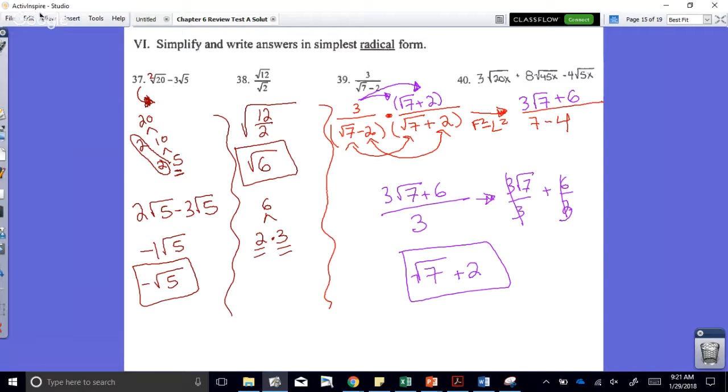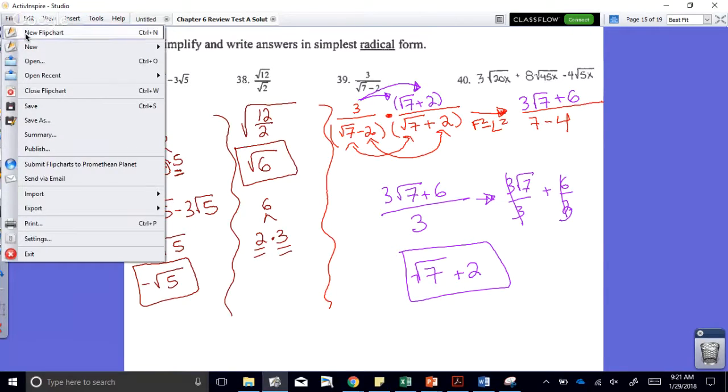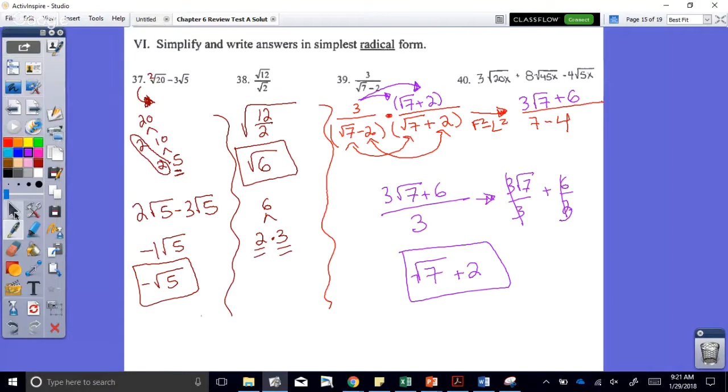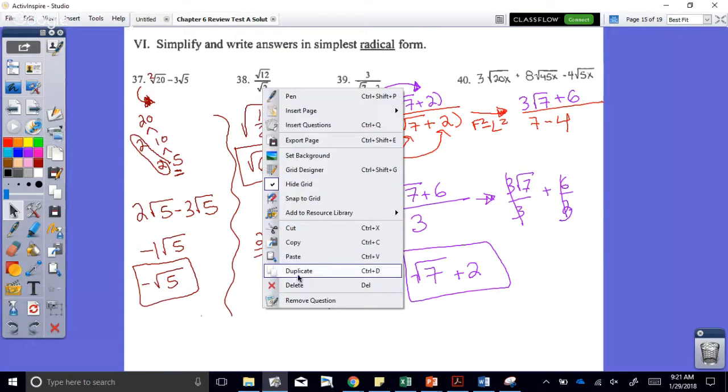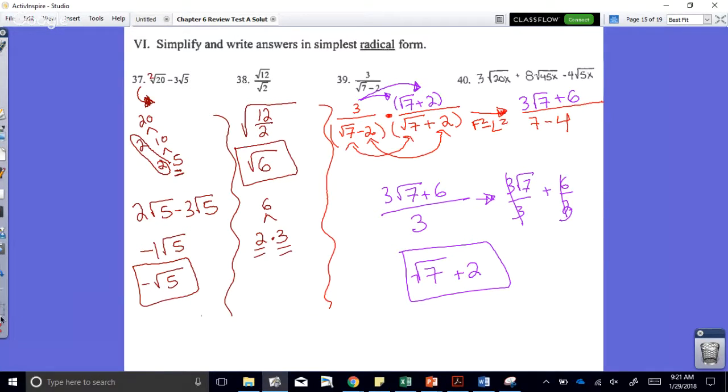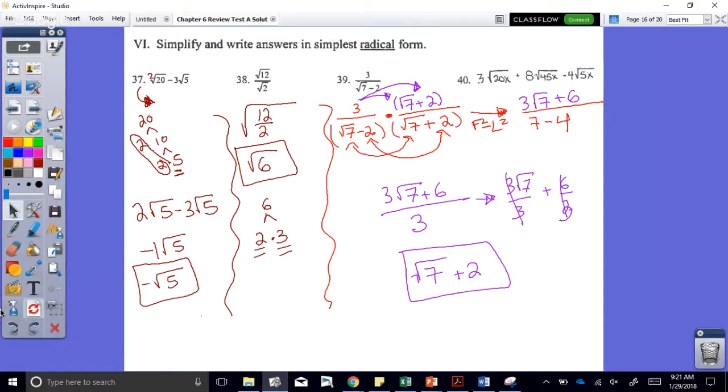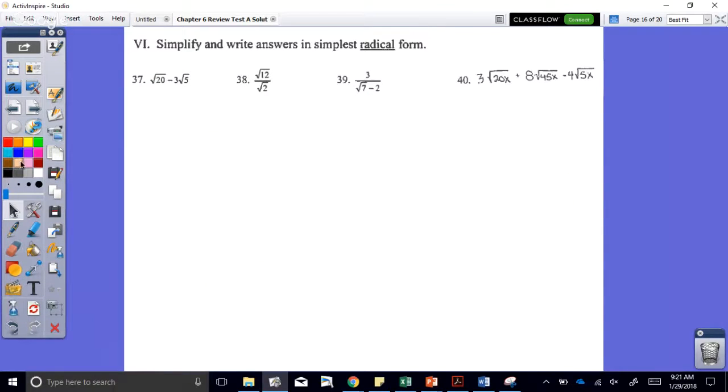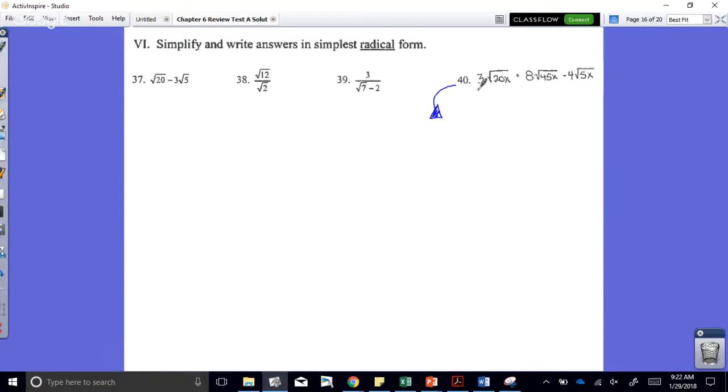For 39. All right, last one here on the page. Right now, we cannot add these because they don't match. So before we start this problem, we're going to see if we can break this down.